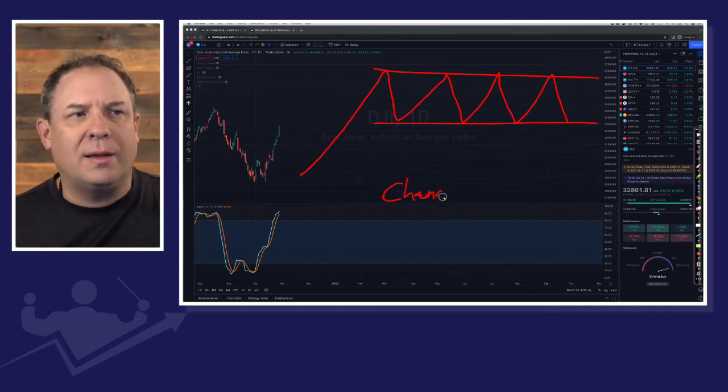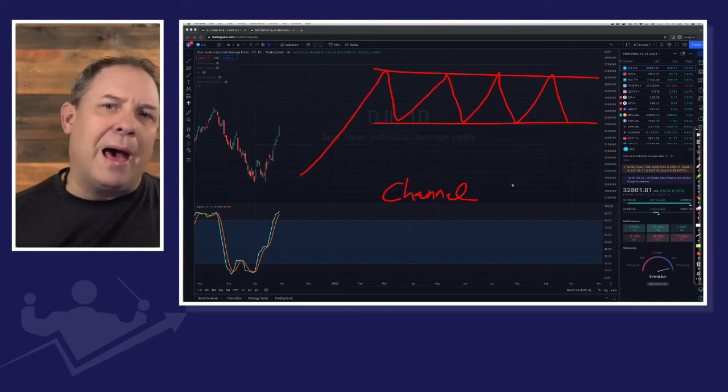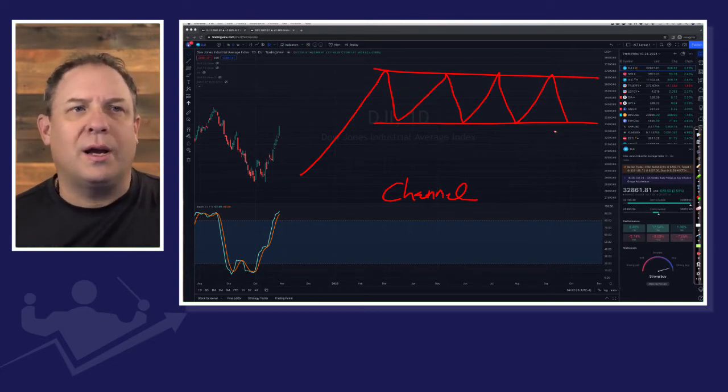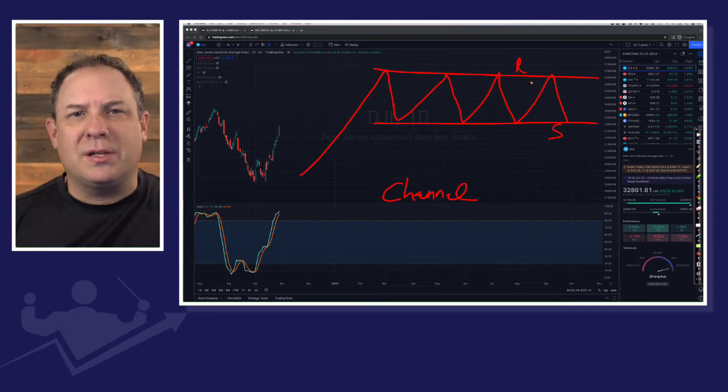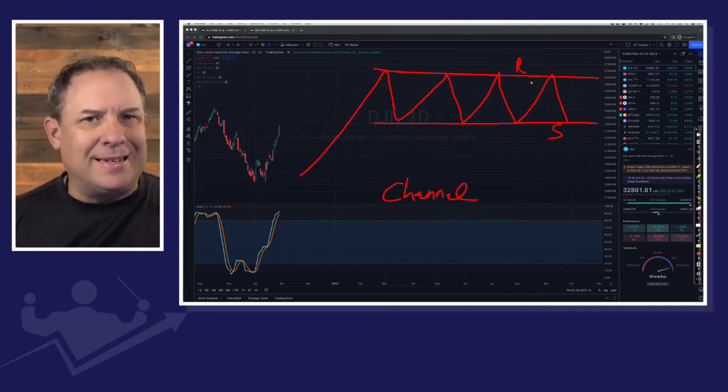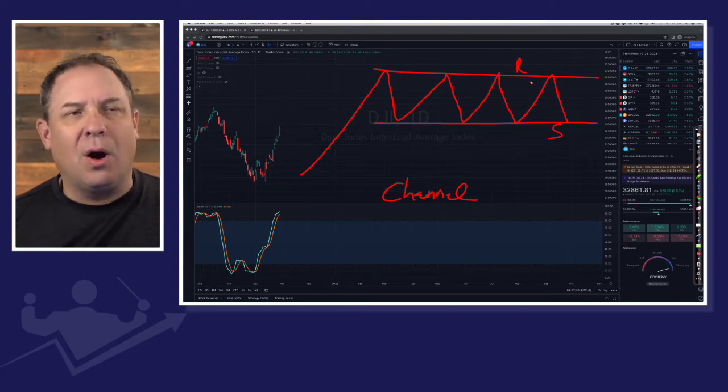I'll write that in here. It's a channel. Essentially, the trade is moving back and forth between support and resistance. This is support. This is resistance, okay? The trade's moving back and forth between support and resistance. It's in a predictable, repeating pattern. And if you recognize the pattern, it doesn't have to be scary, and it certainly doesn't have to be hard.